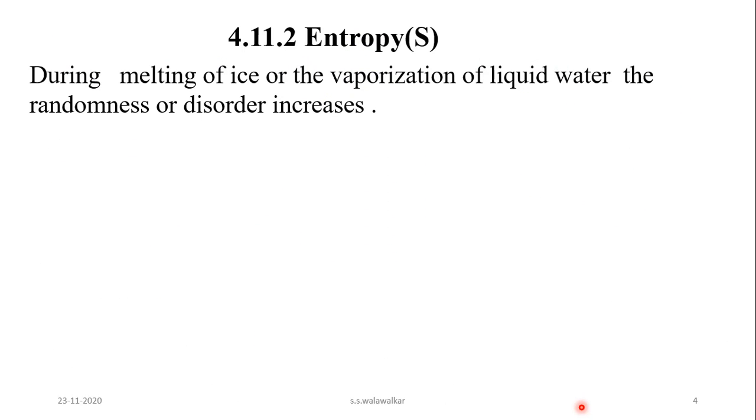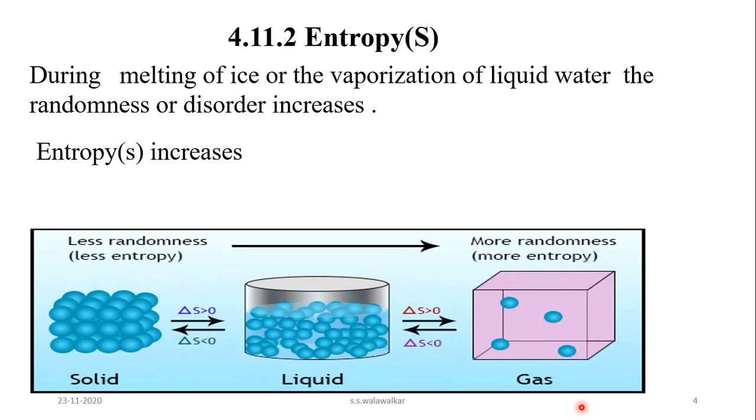So during melting of ice, as we have studied, or in vaporization of liquid, the randomness or disorder increases and therefore entropy increases. That means if randomness is less, entropy is less, and if randomness is more, entropy is more.